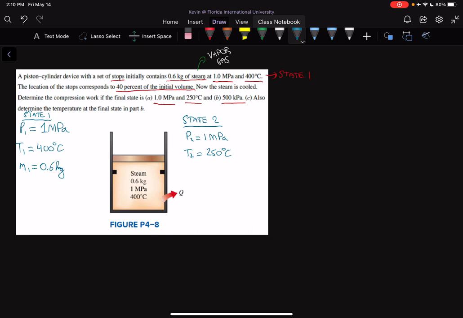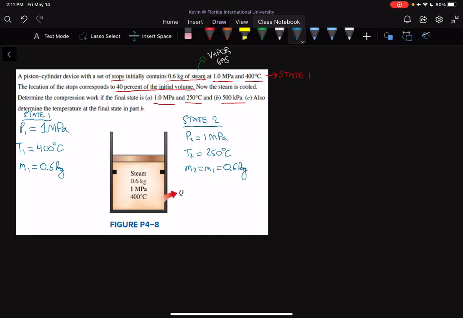Yes, we actually do, right? We're told that the mass, does the mass change between our two states? No, the mass is trapped. The mass of the steam is trapped. So M2 is equal to M1, which is also equal to 0.6 kilograms. The mass does not change.